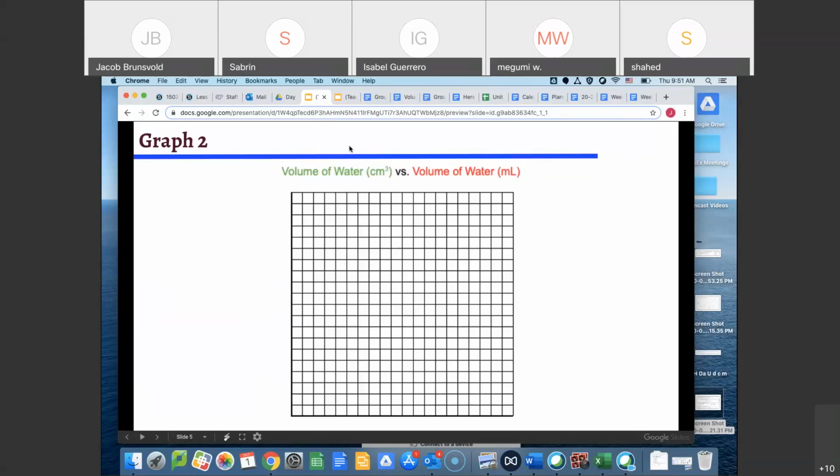Okay. So just to make sure, the volume of water, the green one, is going to be on the y-axis too? Correct. Okay. Good. That was a great question, Meg. Does anybody else have a question?